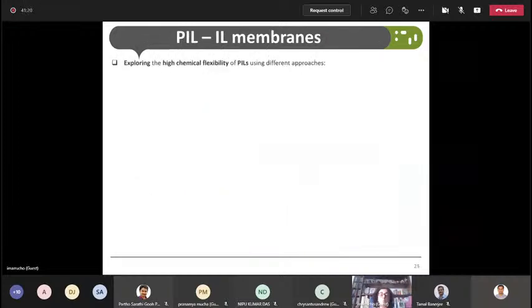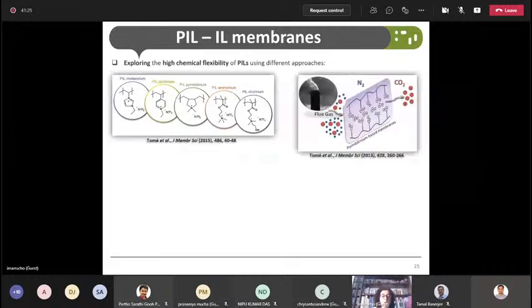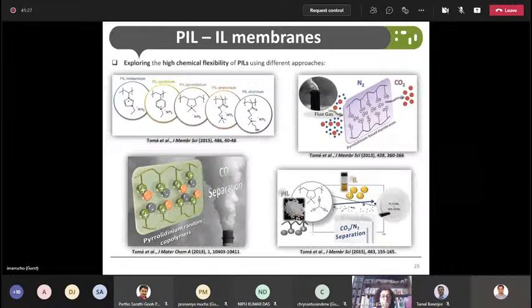Okay, so we had different approaches when we started working here. We have explored, just like in ionic liquids, different cations here too.